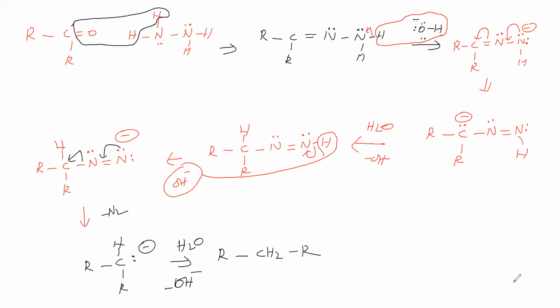Okay, next reducing agent we will see. Next reducing agent is red phosphorus and HI, hydrogen iodide. Red phosphorus and hydrogen iodide is a reducing agent. Here also, in this reducing agent, carbonyl group is converting into methylene group.